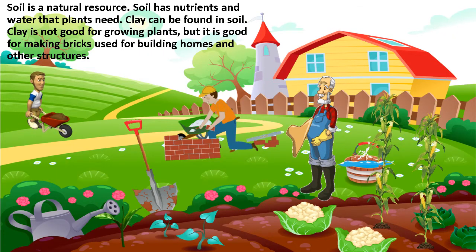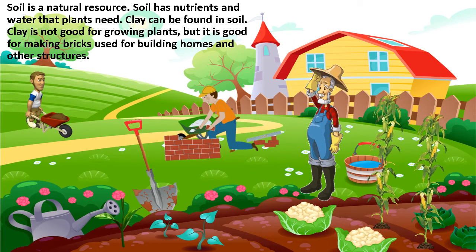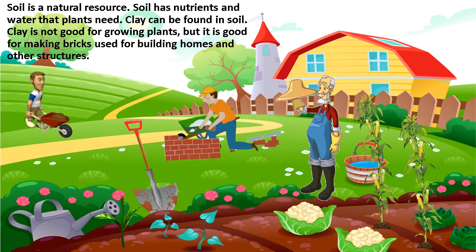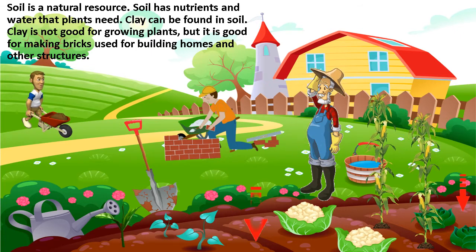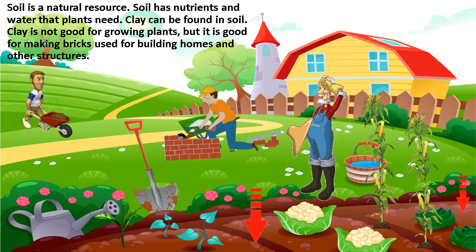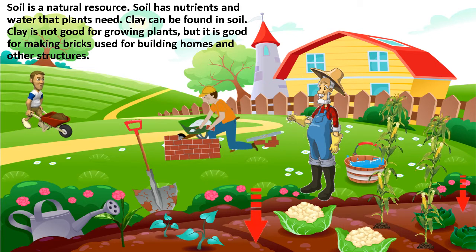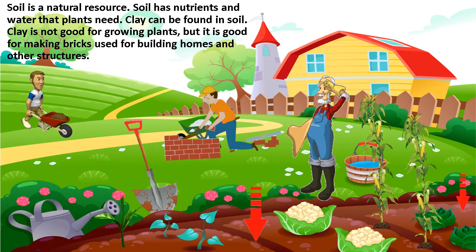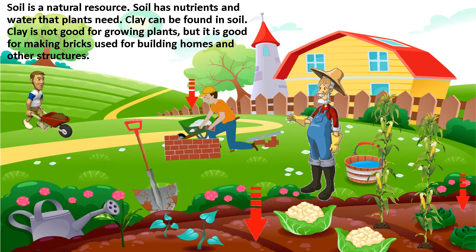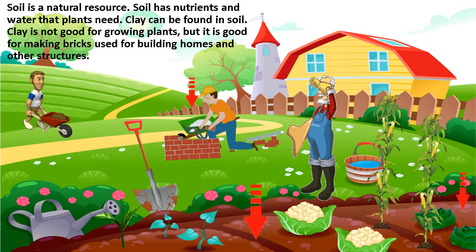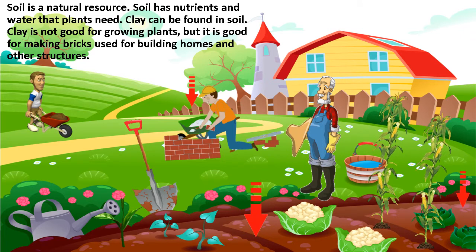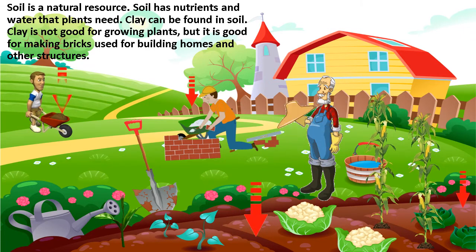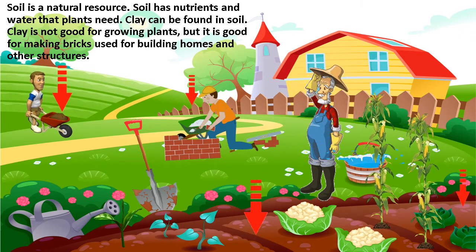Our fourth natural resource is soil. Soil has nutrients and water that plants need. Clay can also be found in soil. Clay is not good for growing most kinds of plants, but it is good for making bricks used for building homes and other structures.